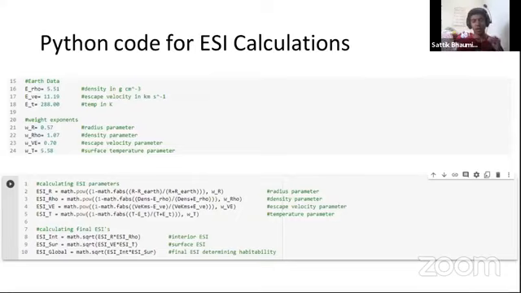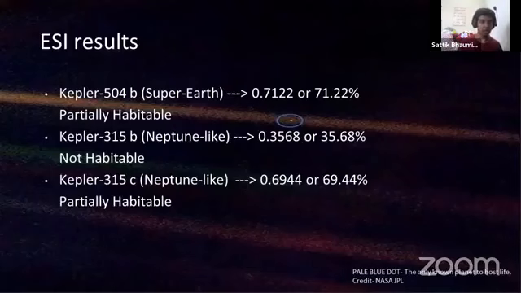Now, ESI, since it's a ratio or comparison, the values start from 0 to 1, where Earth has been given the value of 1 since we are taking it as the reference system. So after calculating, this is our ESI result.